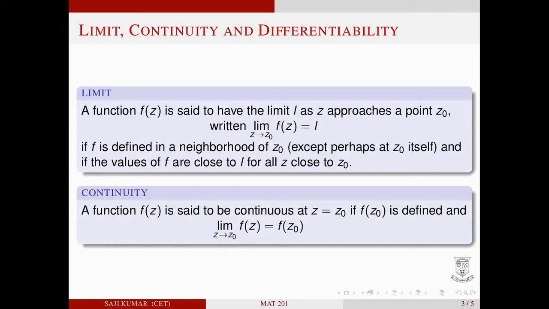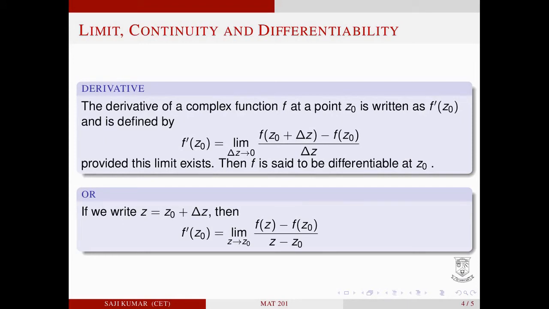Definitions of limit and continuity. A function f is said to have the limit L as z approaches a point z0, written limit z tends to z0 f is equal to L, if f is defined in a neighborhood of z0 except possibly at z0 itself, and if the values of f are close to L for all z close to z0. A function f is said to be continuous at z equal to z0 if f of z0 is defined and limit z tends to z0 f is equal to f of z0. A function f is continuous in a domain if it is continuous at all points of the domain.